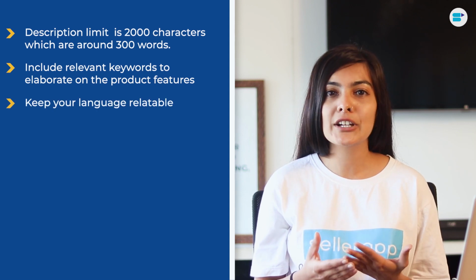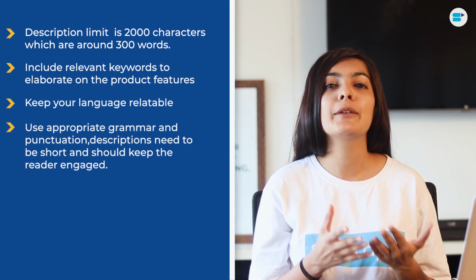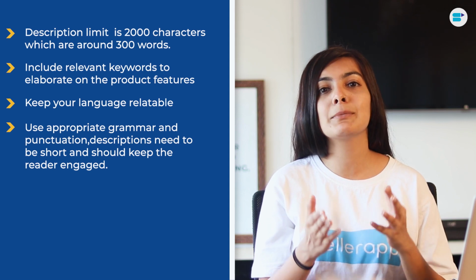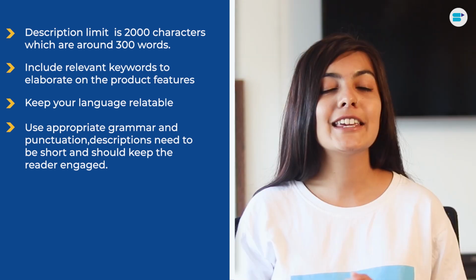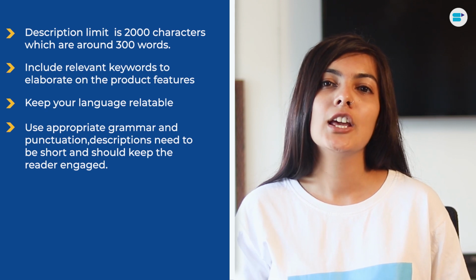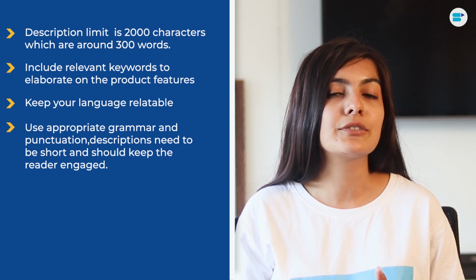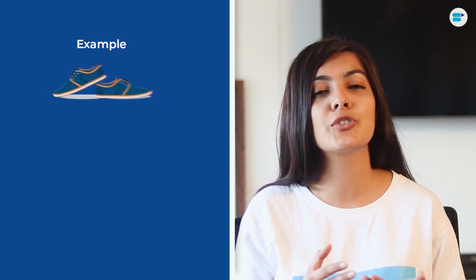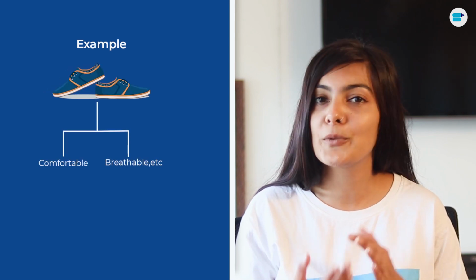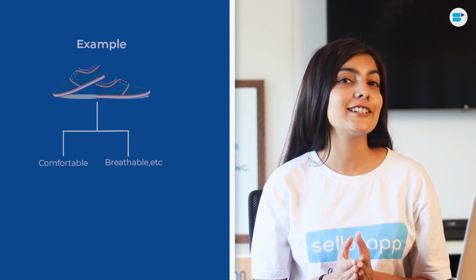Use relatable language and use proper grammar and punctuation. The description needs to be short and yet effective. Keep the readers engaged at all times. Use sensory words that go with your product. For example, if you're selling men's shoes, you can use keywords such as comfortable, breathable, etc. What we've discussed till now is a very basic form of product description, which is very textual and wordy. But there is a better way to make your listing more attractive. That is by including A+ content, which leads to more conversions and more sales.